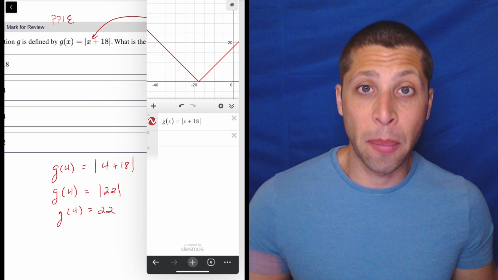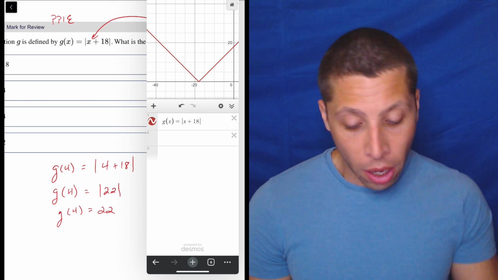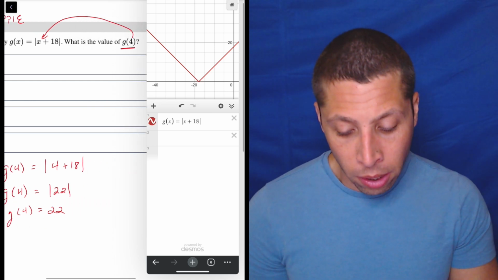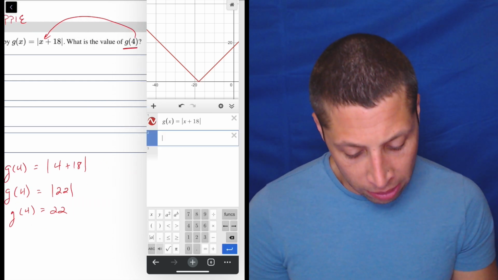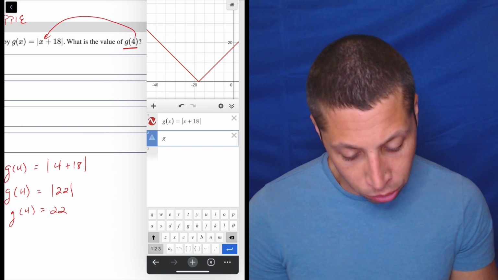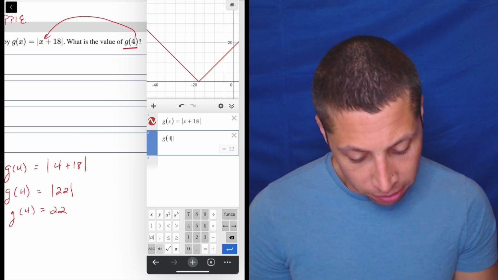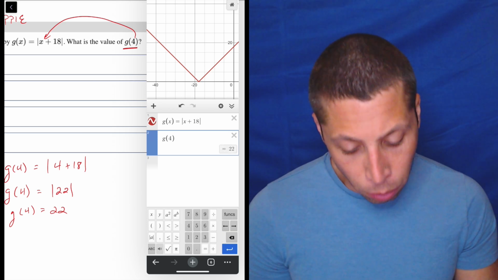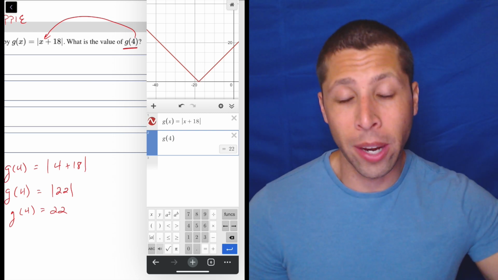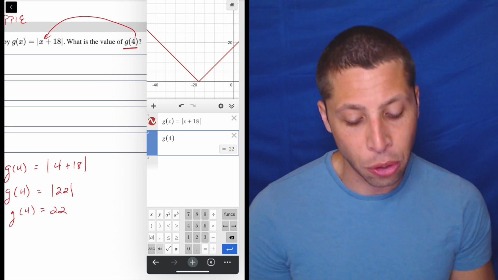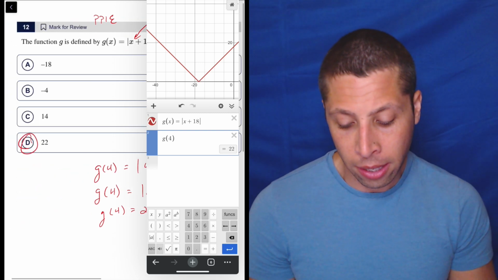And absolute values, remember, make this kind of V shape. So in order to solve for what we wanted, g of 4, well, just put that in too. The calculator's really good at knowing what you want. So g of, here's my parentheses, here's my 4, and it's going to know to use the g of x equation that you gave it and just substitute it in for you. So it's 22, right? That's what we got.